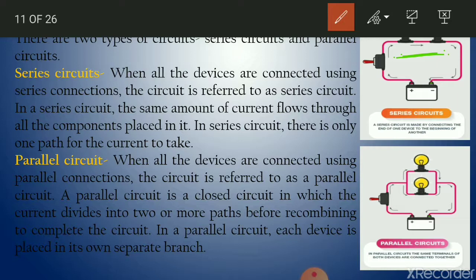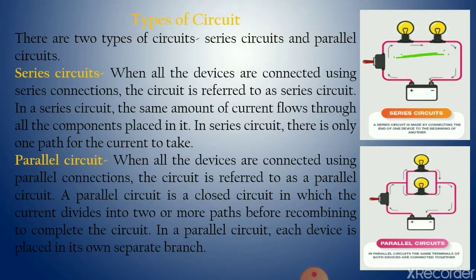In a series circuit, the same amount of electric current flows through all the components placed in it, and there is only one path for the current to take. This simple series circuit is very simple to make and design, but one drawback is there: when one light goes off, then all will go out. So this is a series circuit.